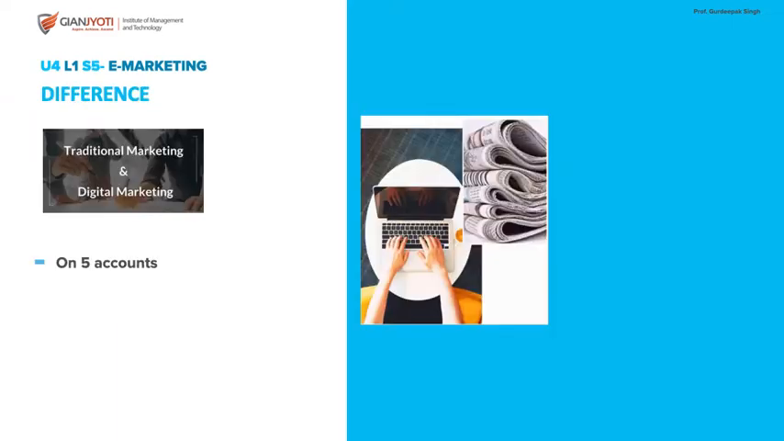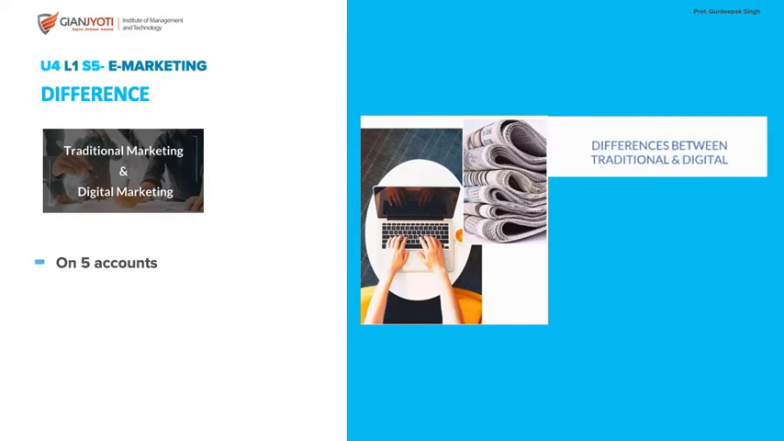Now the question is, what is the difference and which is more beneficial? We'll discuss that on 5 accounts. When we are comparing traditional and digital marketing, number one, location wise. Traditional marketing has to be very specific, so it will be for one location, whereas digital marketing can be global. With digital marketing you can reach the whole world, whereas with traditional marketing it's not possible to reach each and every place in the world.